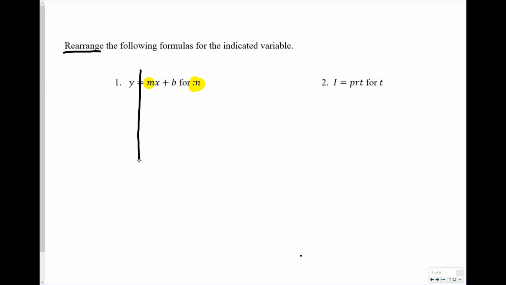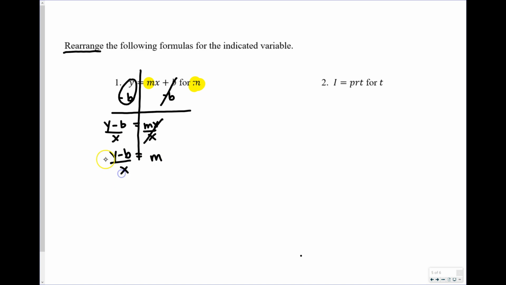So to do that, I want to get rid of b first. The b's cancel out. I get y minus b equals mx. Notice I can't do anything with that. I can't combine them. I can't put them together. They just get rewritten as y minus b. Okay. Now I want to get m alone, so I'm going to divide both sides by x. The x cancels out, and I get m equals y minus b over x.